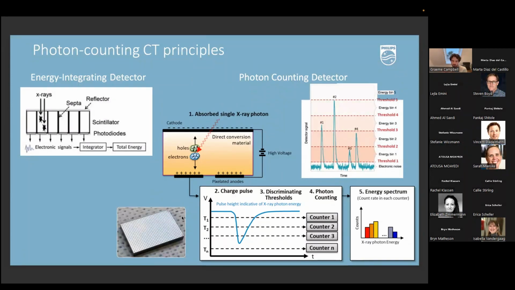Now, there are disadvantages of that because sometimes you'll have charge sharing, so you'll have a photon that is actually caught in both. So these are things that need to be worked out. But because of these two things, being able to reduce noise and not needing the septa, you can really increase the spatial resolution in photon counting. And of course, for MSK and bone imaging, that is quite interesting.